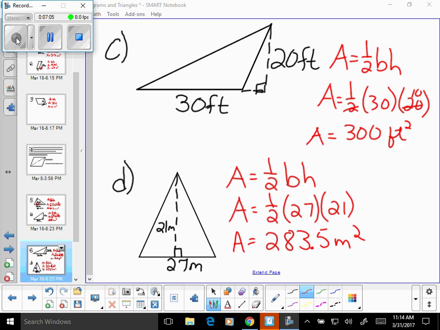Okay, this one's a little tougher because I can't take half of 27 or half of 21 and get something nice and neat to work with. In this case, what I would do is in my calculator, I would put 0.5 times 27 times 21 equals, and you should have gotten 283.5. And that concludes our Chapter 8.2 lesson.